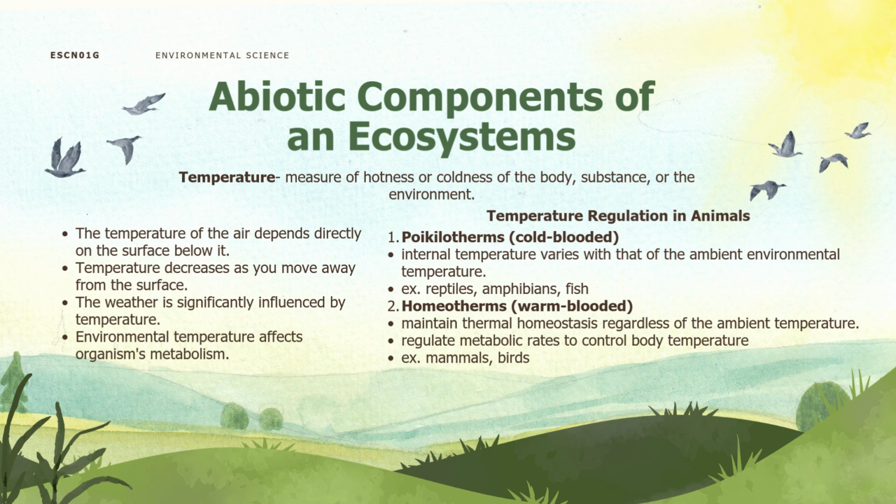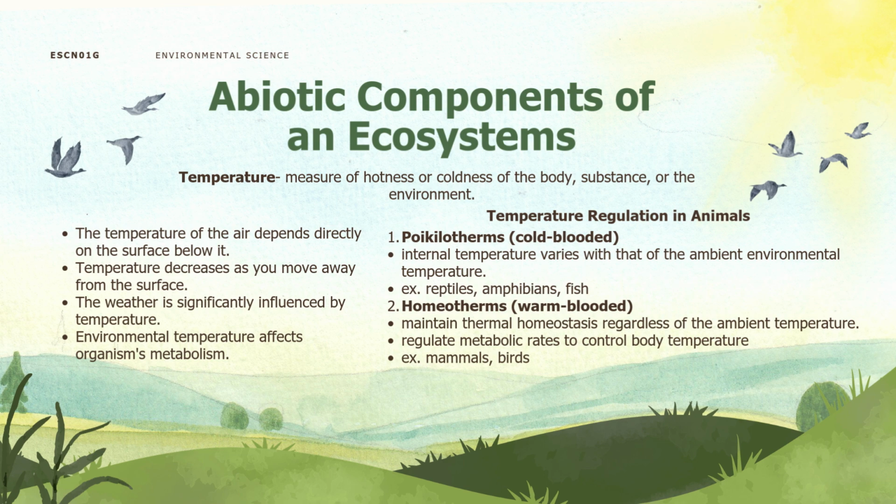Okay. If we talk about poikilotherms, these are animals that are known to be cold-blooded. So their internal temperature varies with that of the ambient environmental temperature. On the other hand, homeotherms are those that are warm-blooded, so they're capable of maintaining thermal homeostasis regardless of the ambient temperature. That means their body temperature is not directly affected or related with what?